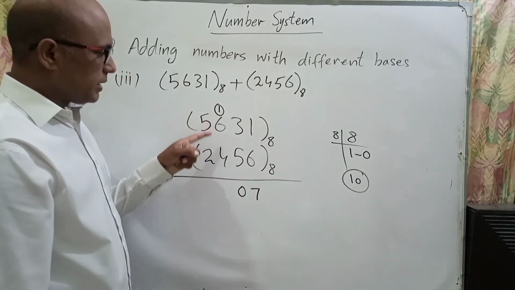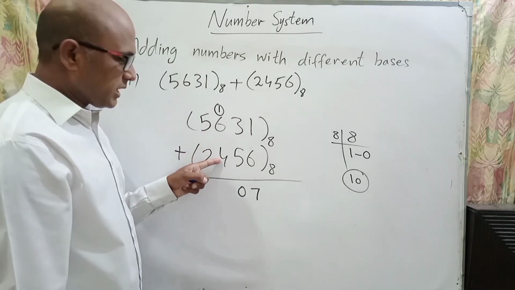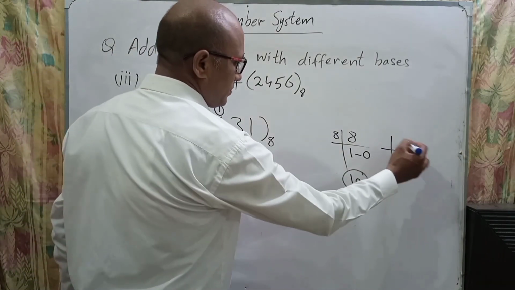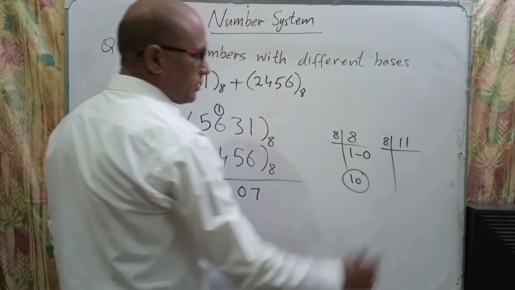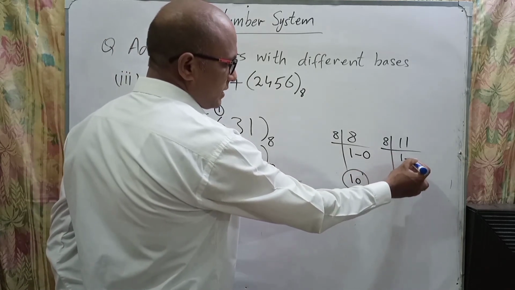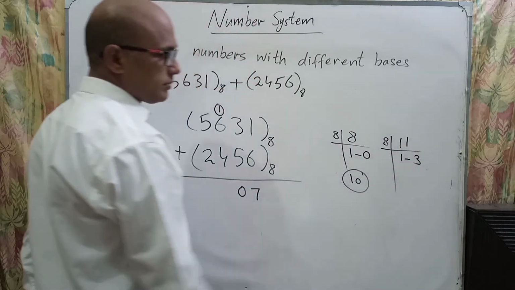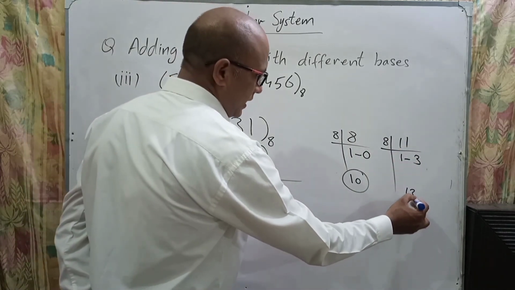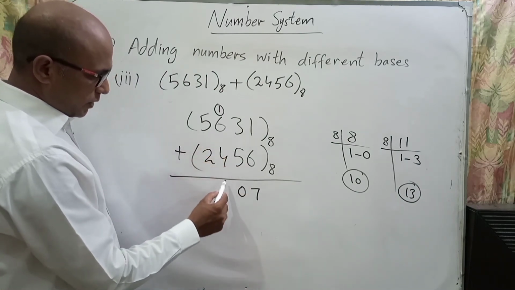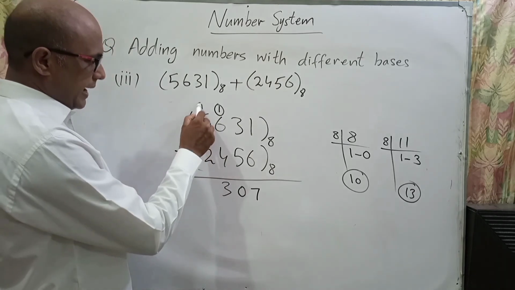Now adding the next numbers, 1 plus 6 is 7, 7 plus 4 is 11. Let's find its LCM. Dividing it with 8, 8 ones are 8 and the remainder is 3. We'll get 13 and 3 of 13 will be written under these numbers. 1 will be carried over.